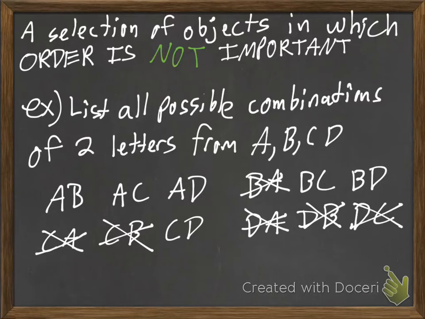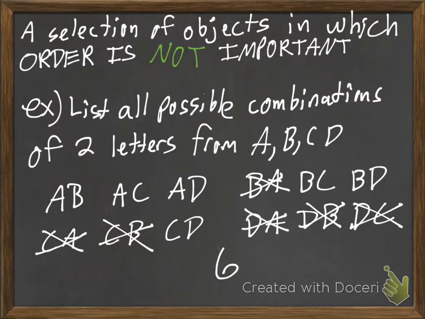Fortunately, D doesn't get to go first in the way we did it, but it doesn't matter because it's going to get the same piece of candy anyway. And now we look at all of our combinations we have left, and we have 1, 2, 3, 4, 5, 6. So it is 6 possible combinations of 2 letters from the letters A, B, C, and D.